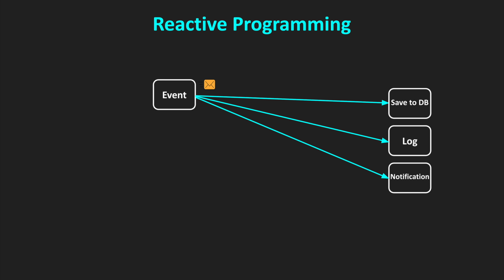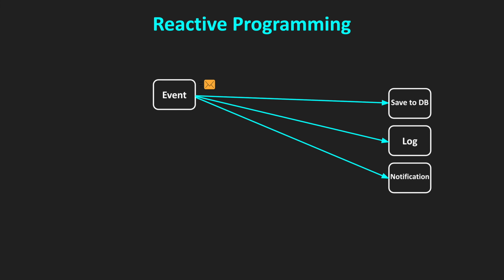So now let's go to another example. Let's slowly go to reactive programming. So we have an event-driven architecture, and the sub part of the event-driven architecture is reactive programming. So what do I mean by that?